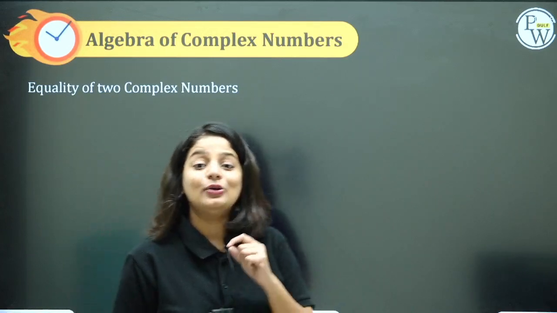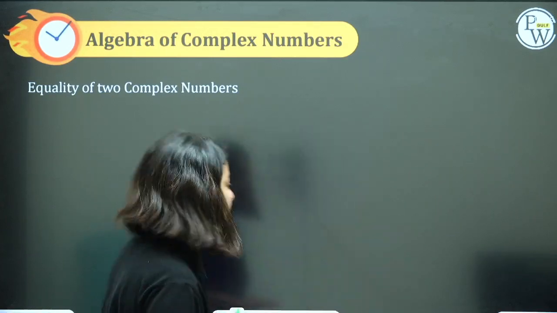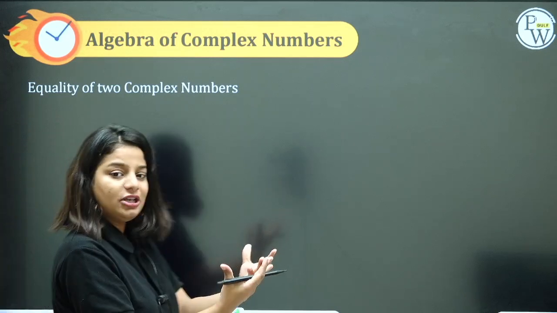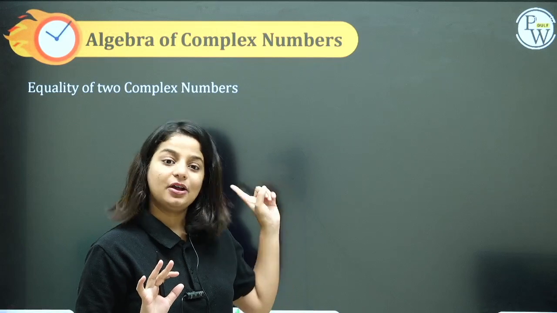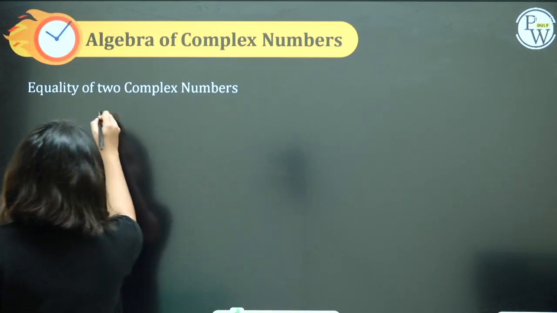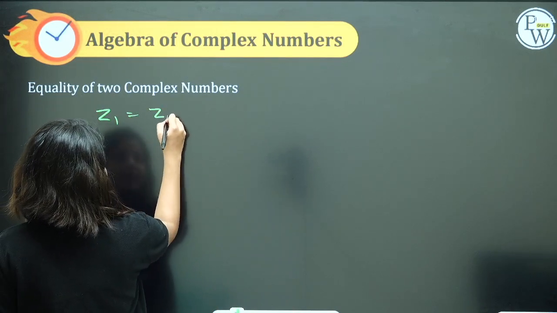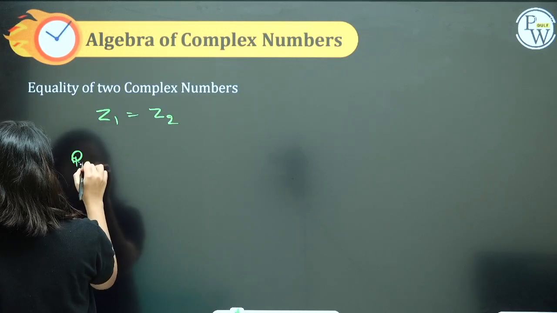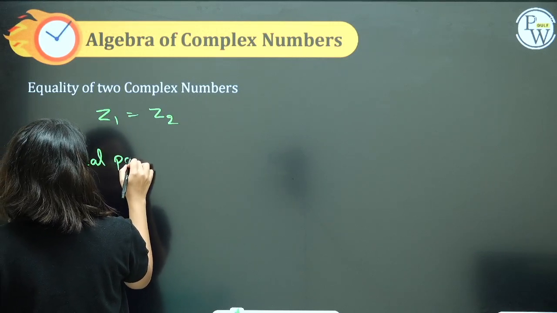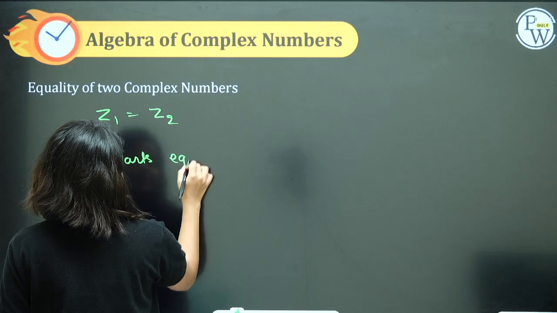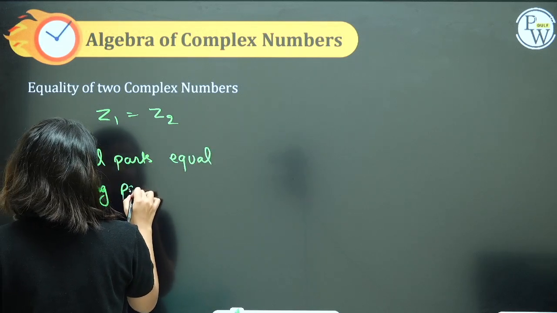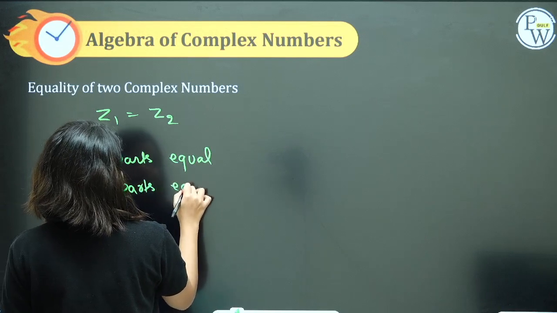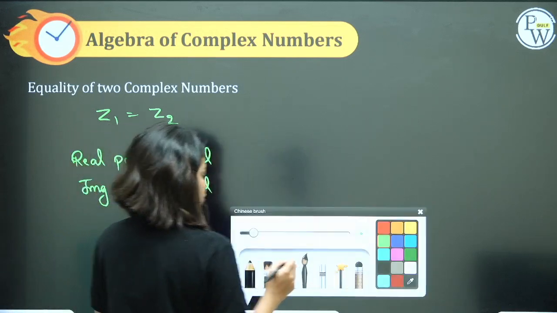Okay, talking about the equality of complex numbers. You cannot actually do inequality in complex numbers. Equality can be done. When any two complex numbers are equal, that means their real parts are equal and their imaginary parts are equal. Real equated with real, imaginary equated with imaginary.